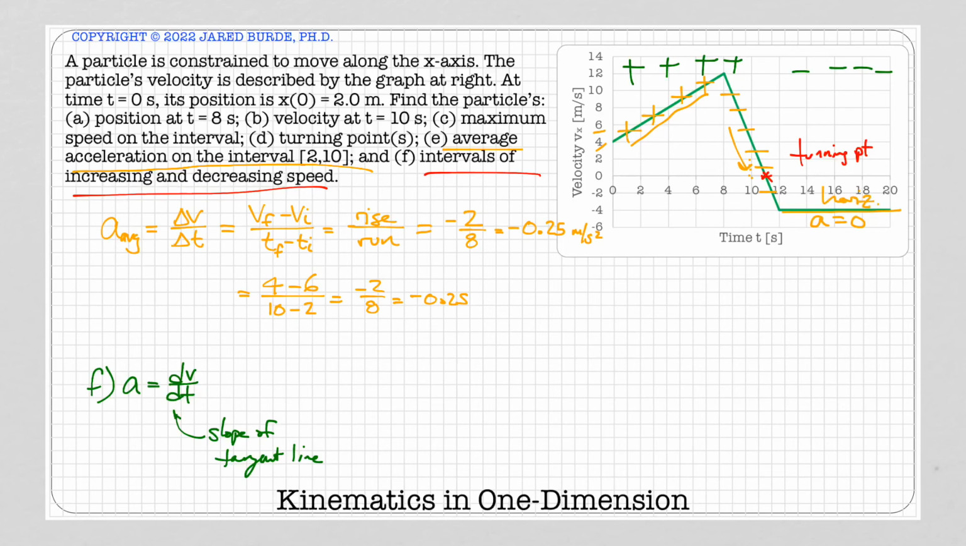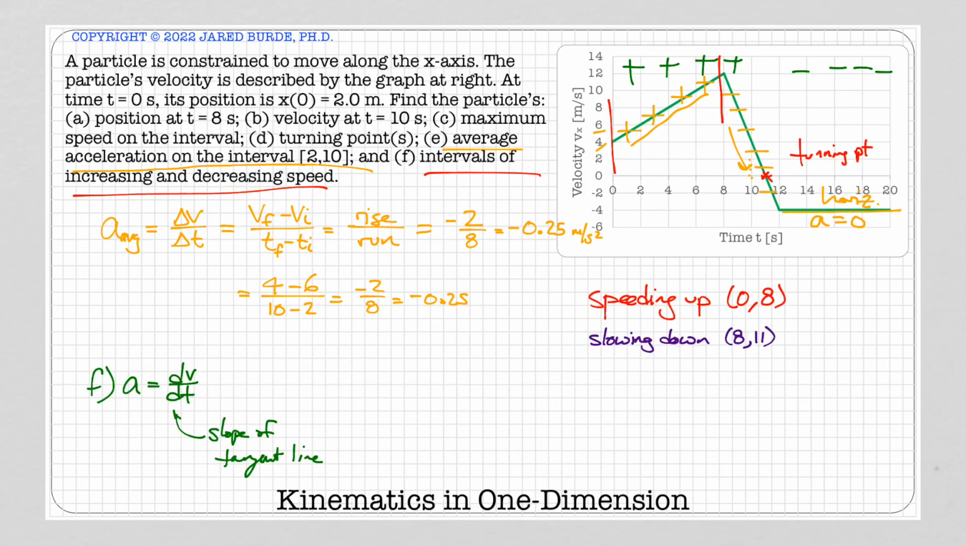So if I'm looking for increasing speed, when I'm speeding up, that would be in this region right here. My velocity and my acceleration are both positive here, so I'm speeding up in that interval from 0 to 8 seconds. Here from 8 seconds to 11 seconds, my velocity is still positive. I'm still above that axis, so my velocity is still positive here, but my acceleration is negative. I'm angled downwards, so from 8 to 11, I am slowing down.